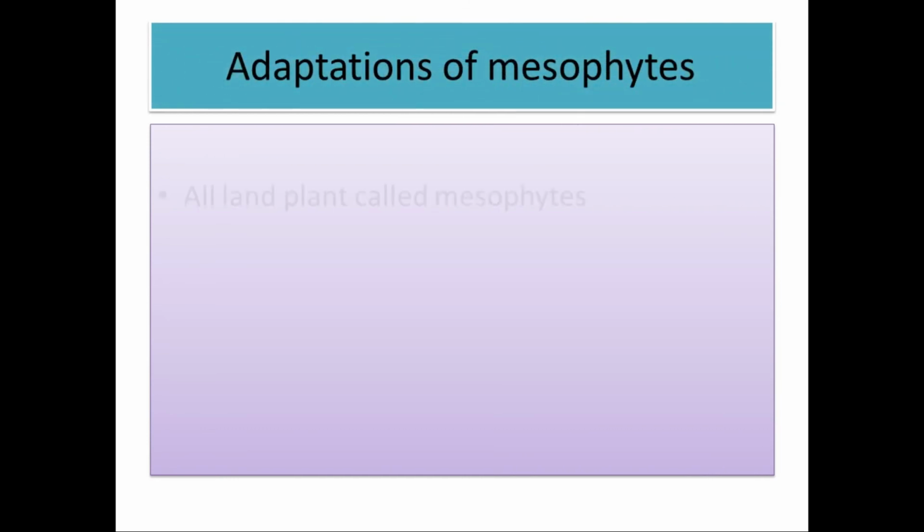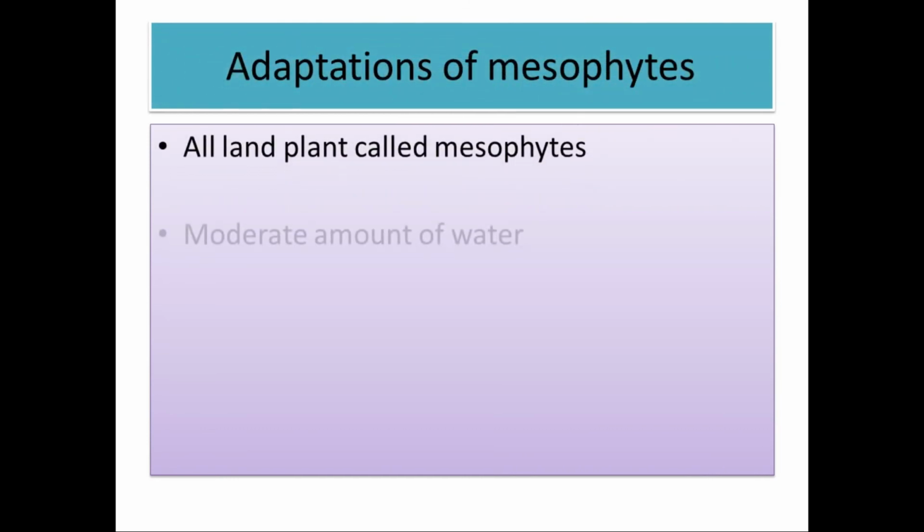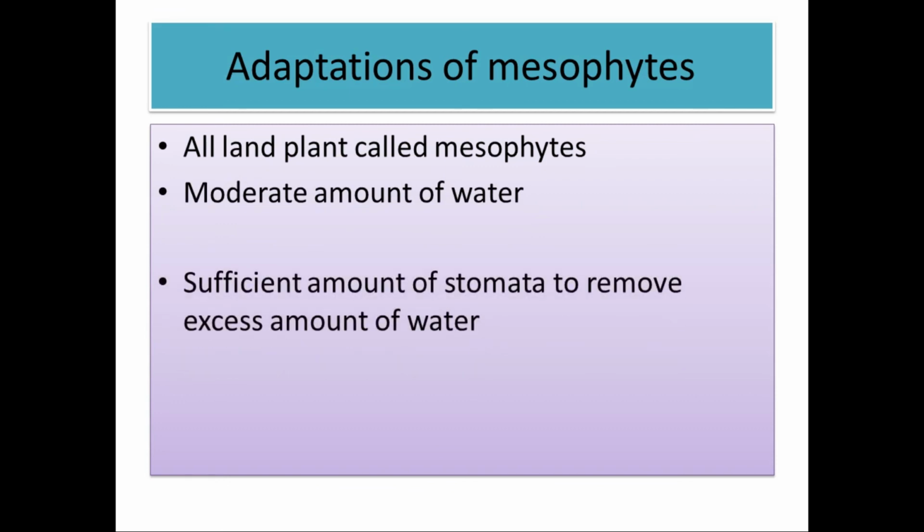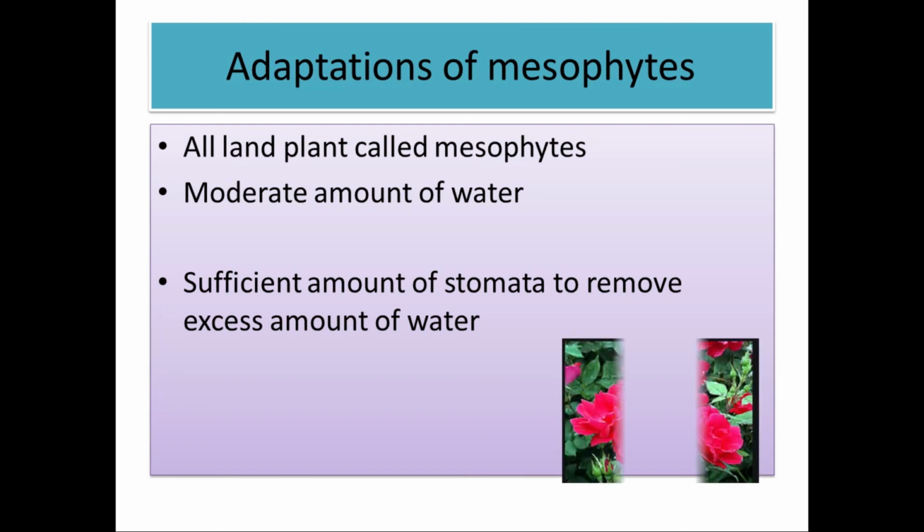The second type of adaptation is in mesophytes. Mesophytes are also known as land plants. They have a moderate amount of water. A sufficient number of stomata are present on their leaves to remove excess water. Examples include all the land plants. Here in this example, we mention the rose plant.